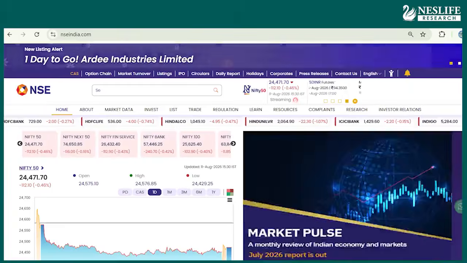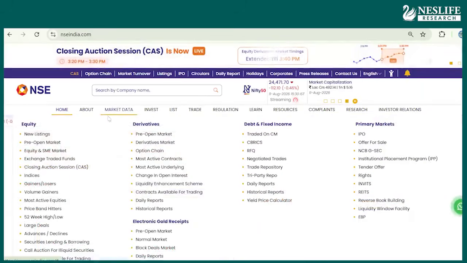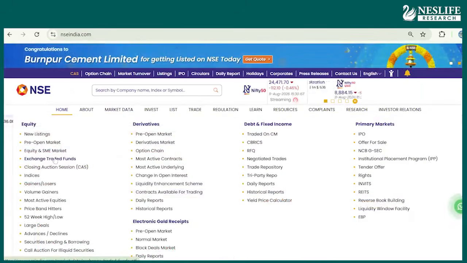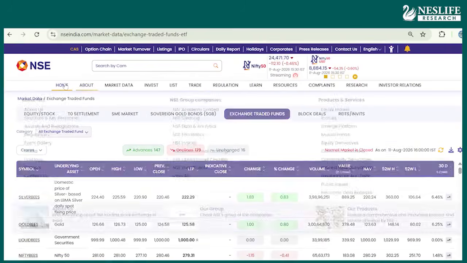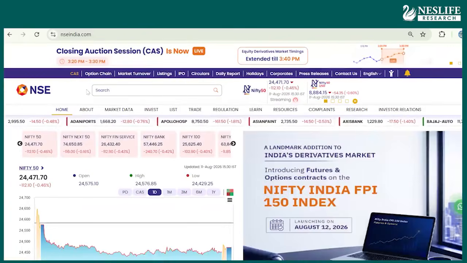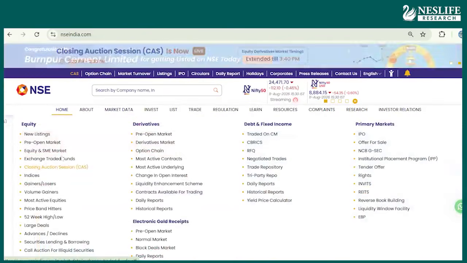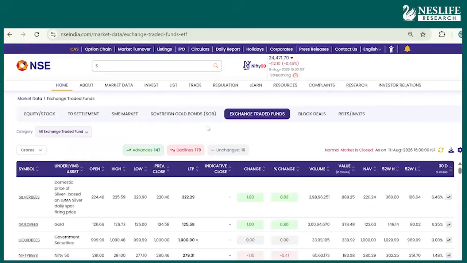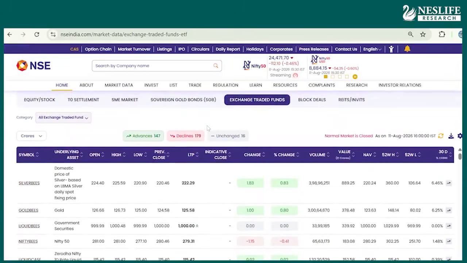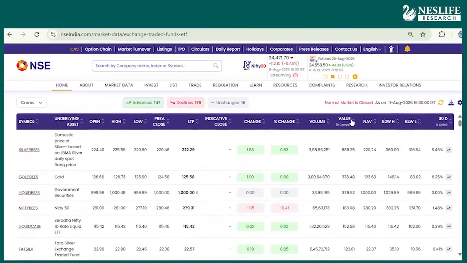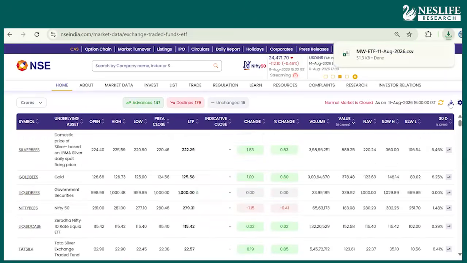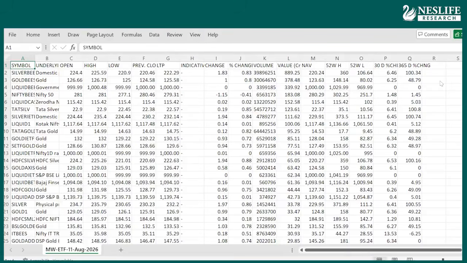Now let's go to the NSE India website. Click on exchange traded funds. Where to click? Go to the home page. This is the NSE India website. Market data, exchange traded funds. So you get all the exchange traded funds here. And then click on the value here. Okay. You can download this data as well for analysis. Okay, let's open this and do the analysis on this as well.